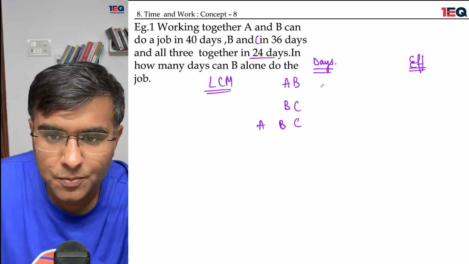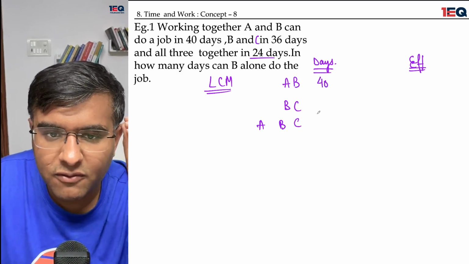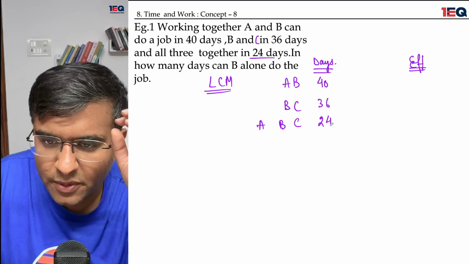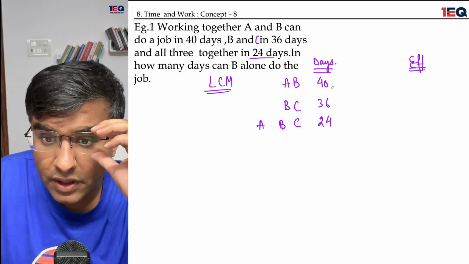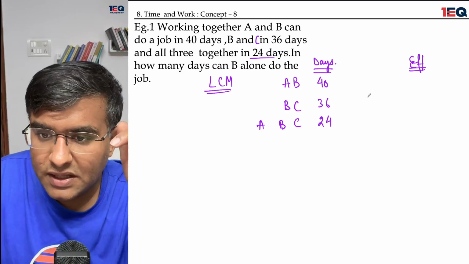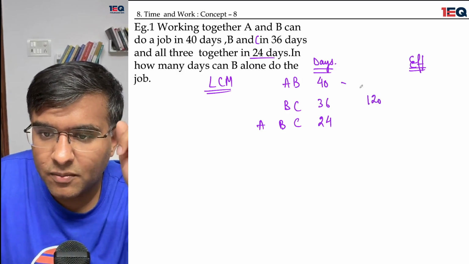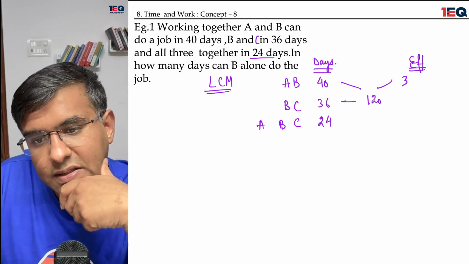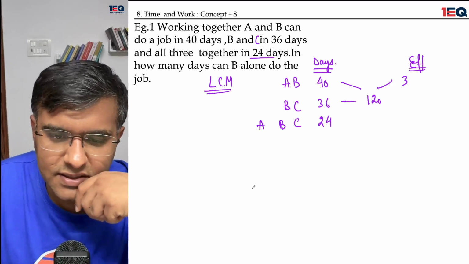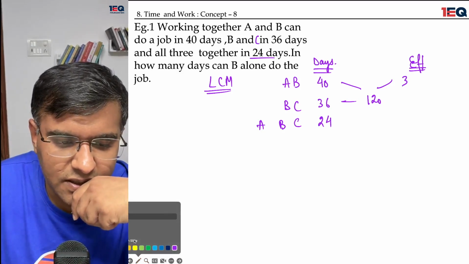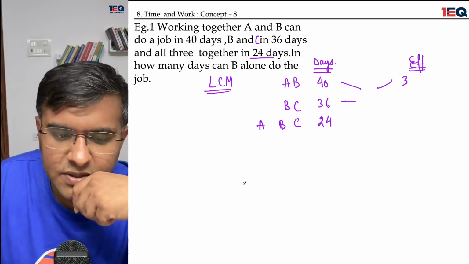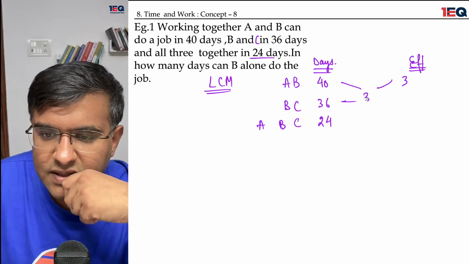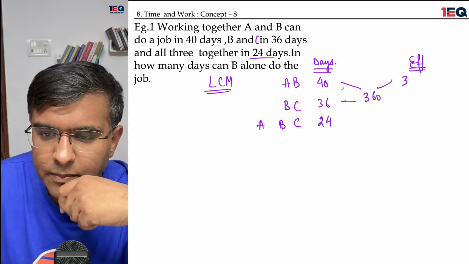I'll tell you how now. AB take 40, BC take 36. All of them take together 24. The LCM I can see over here is 120. 40 is a 120. 36, no, 120 is not the LCM. 180, no. 360 is the LCM. I made a very small mistake. No problem. The 360 is the LCM.